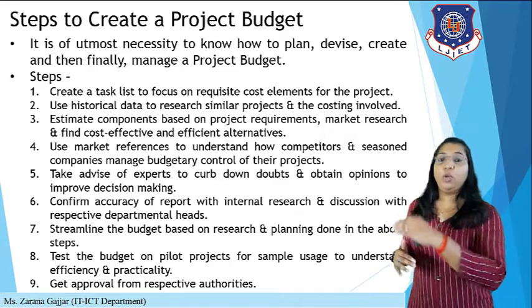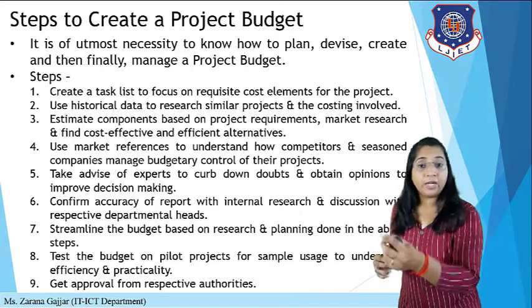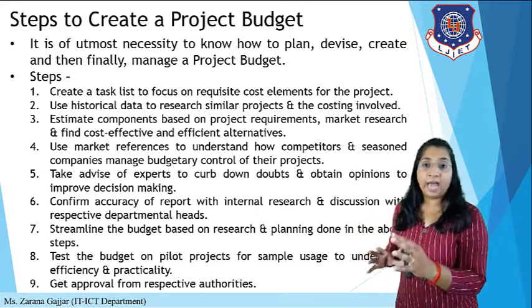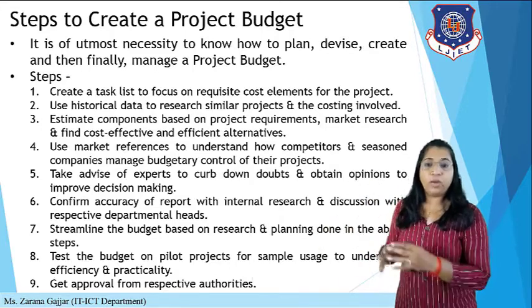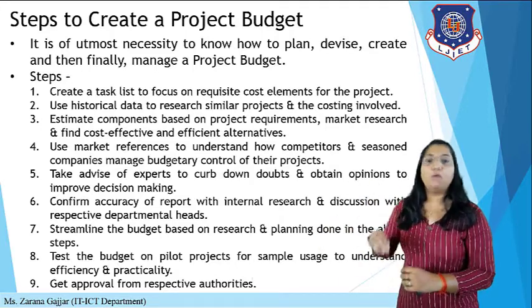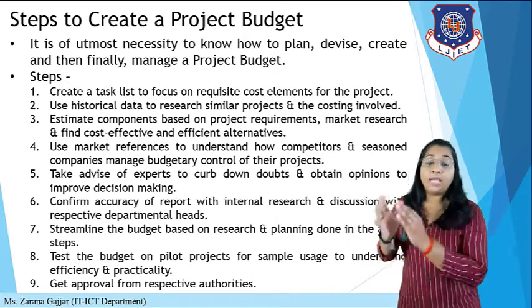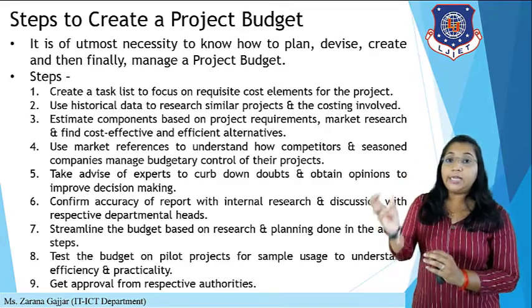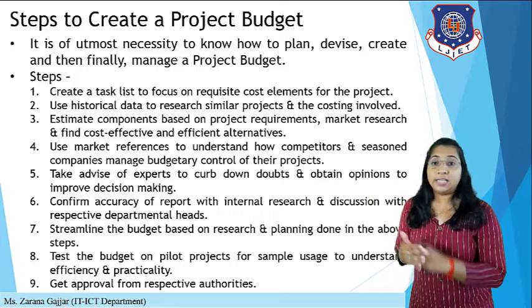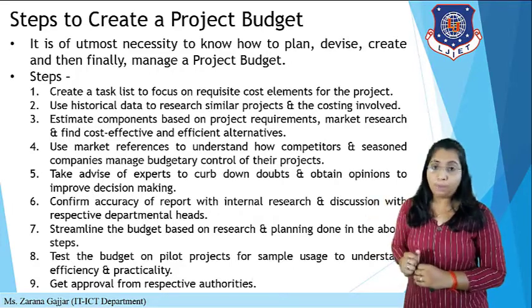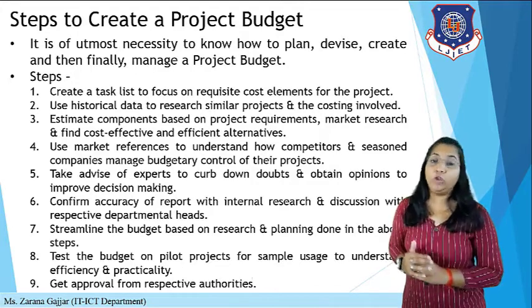Then after, if you are going to visit any places, they have some tickets, so for that also you need to pay for a ticket. Based on some historical data, like if any friend of yours has visited that location, they will inform you that this amount of budget is required for visiting this place. So that will be your historical data. You can use historical data to research similar projects and the costing involved. Then you can estimate components based on project requirements. Whatever components you have in your requirements, based on that you can also calculate the budget.